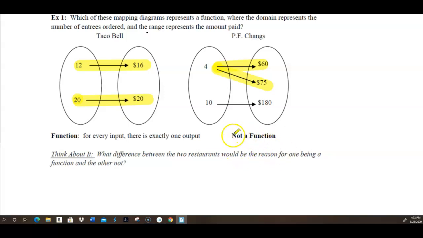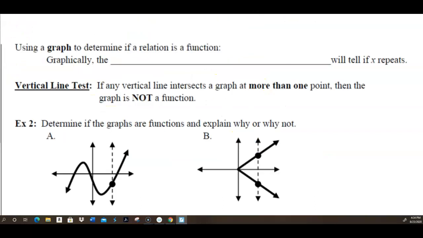One way to think about why this ended up not being a function is that P.F. Chang's accepts tips. So if I buy 4 of the same items, one person may pay $60, but another person may pay $75. So that may be one reason why Taco Bell ended up being a function and P.F. Chang's did not.